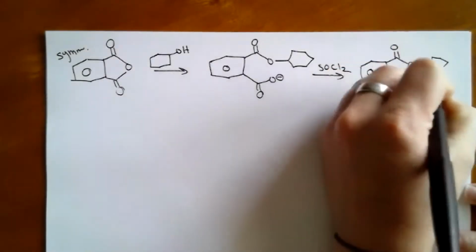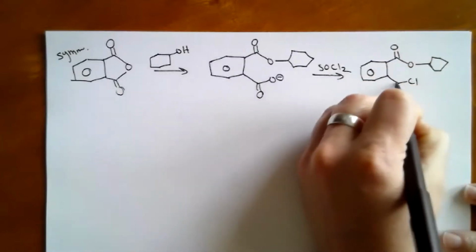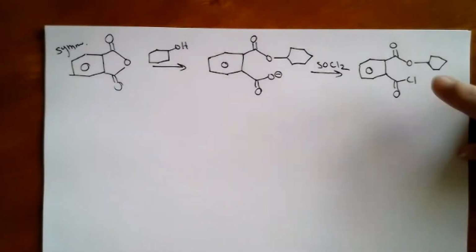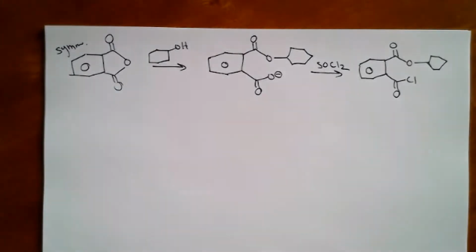What's nice about an acid chloride? It's the most reactive carboxylic acid derivative. So I can go from here and turn it into something new if I wanted to. I could turn that acid chloride into an amide, for instance. All right.